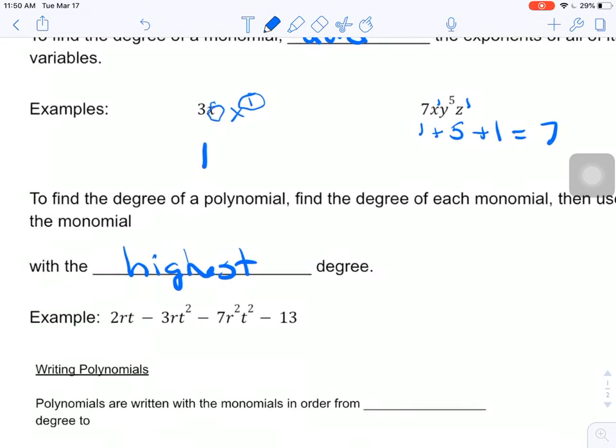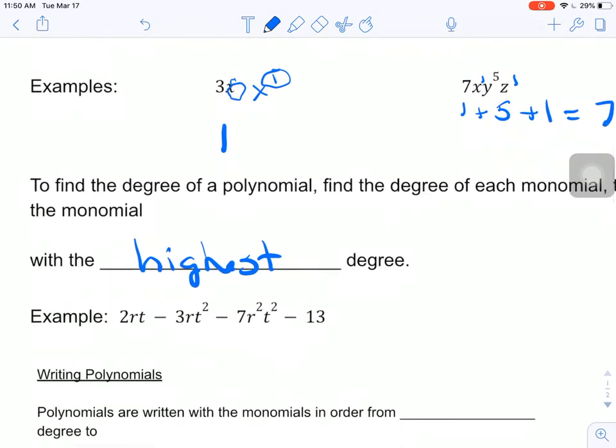So this is an example. We've got a big long polynomial here, and it has 4 different terms or 4 different monomials. So we would go through and we would find the degree of each of them. So if we go through r to the power of 1 and t to the power of 1, if we add those together, that first one has a degree of 2.